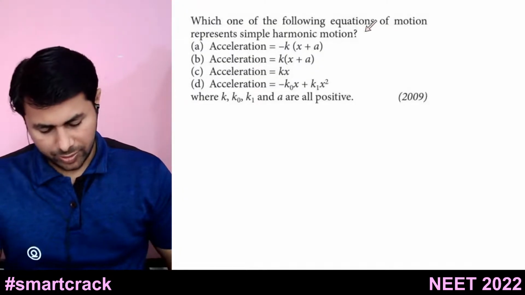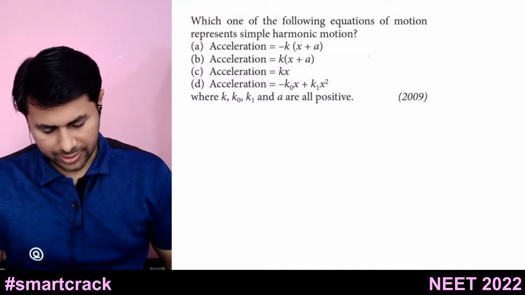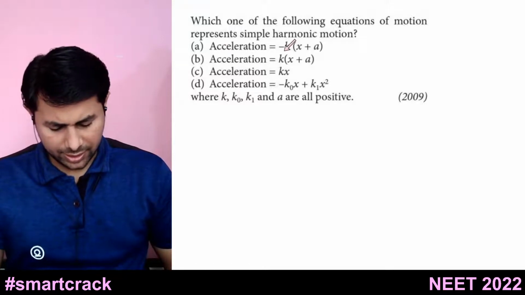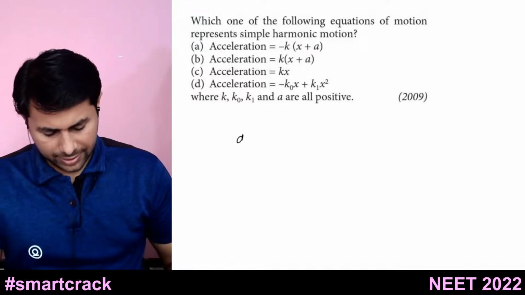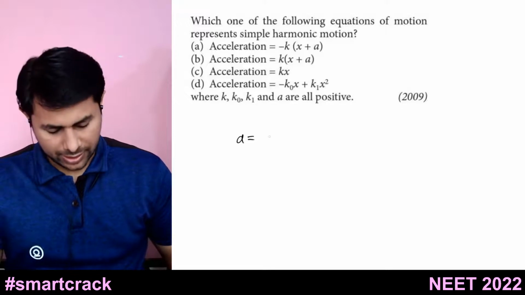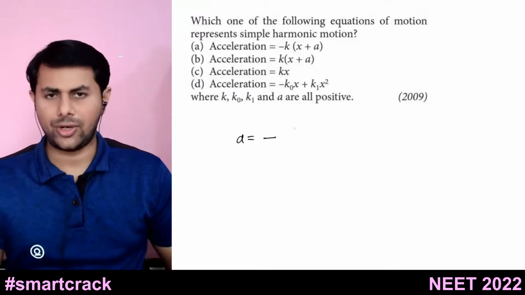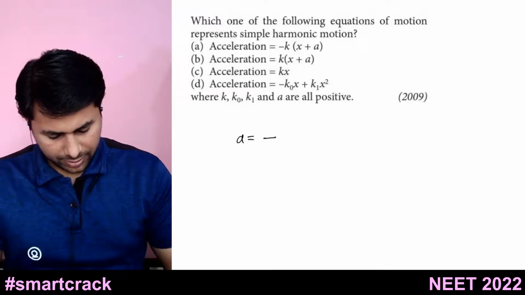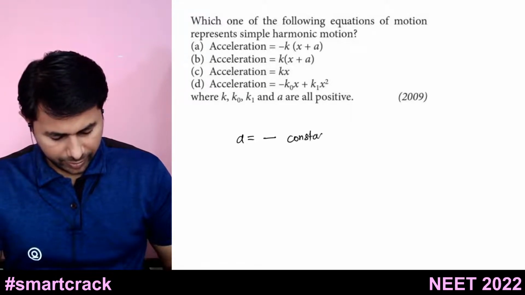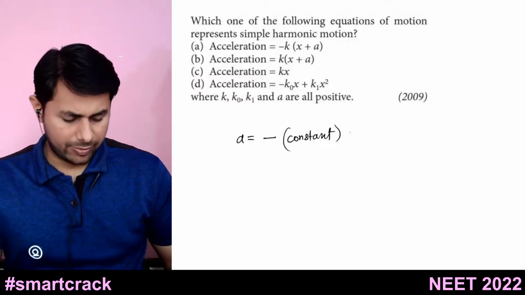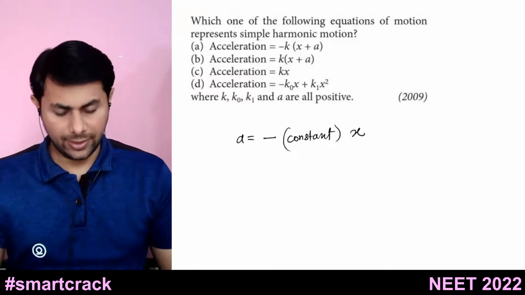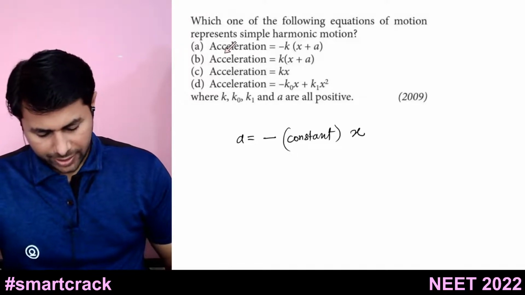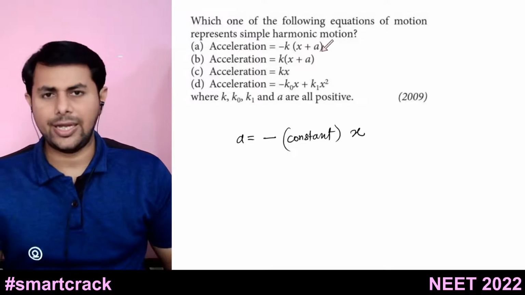Which of the following equations of motion represents simple harmonic motion? We know acceleration in simple harmonic motion is equal to minus some constant multiplied by x, right? So let's check the options. Option A is minus k into x plus a.